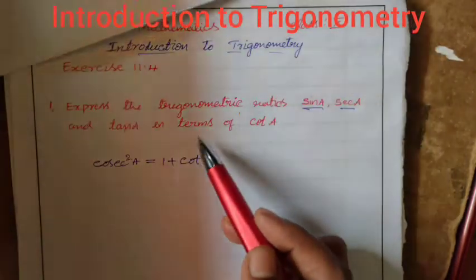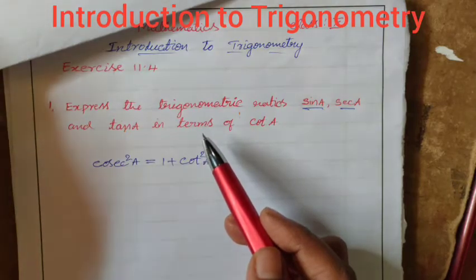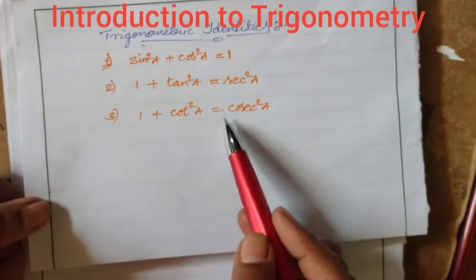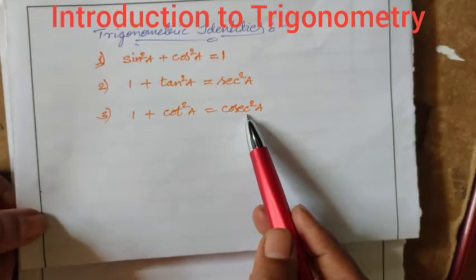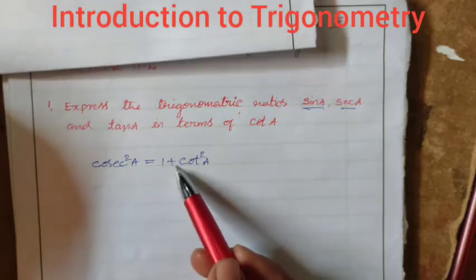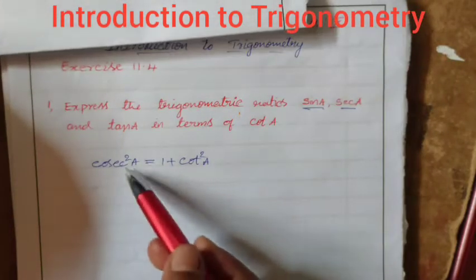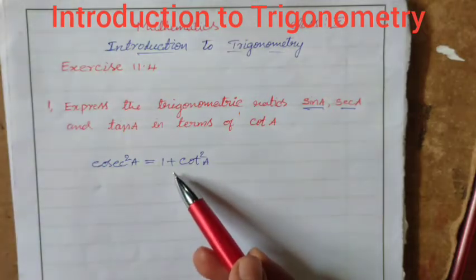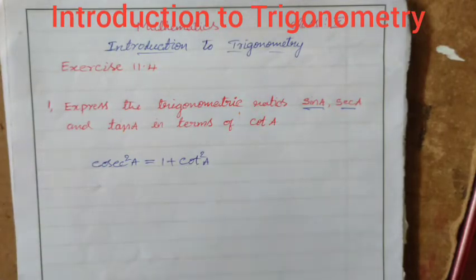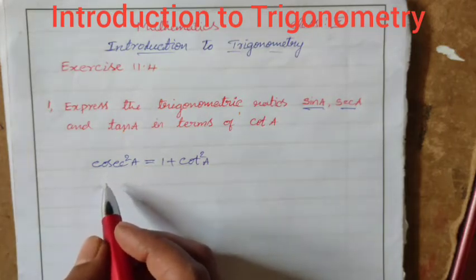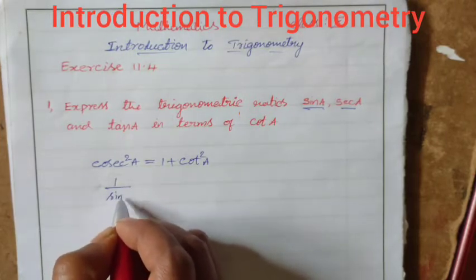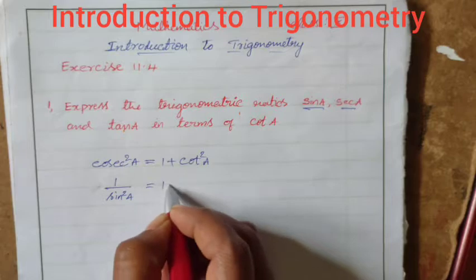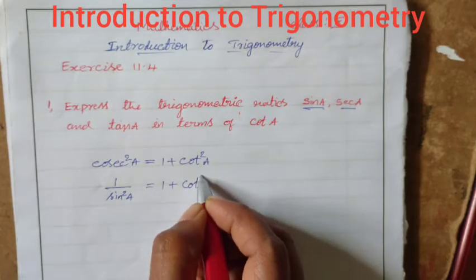You can write it in reverse also, because these two are equal. That's why you can write cosec square A first on the LHS and 1 plus cot square A on the RHS. There is no change in the value. After writing this third identity, cosec is nothing but the reciprocal of sine. So you can write 1 by sine square A equal to 1 plus cot square A.